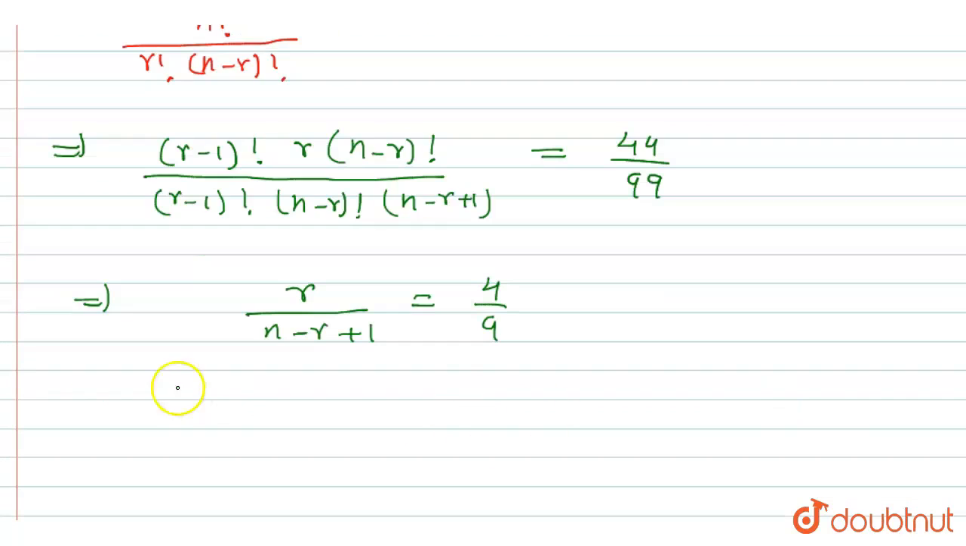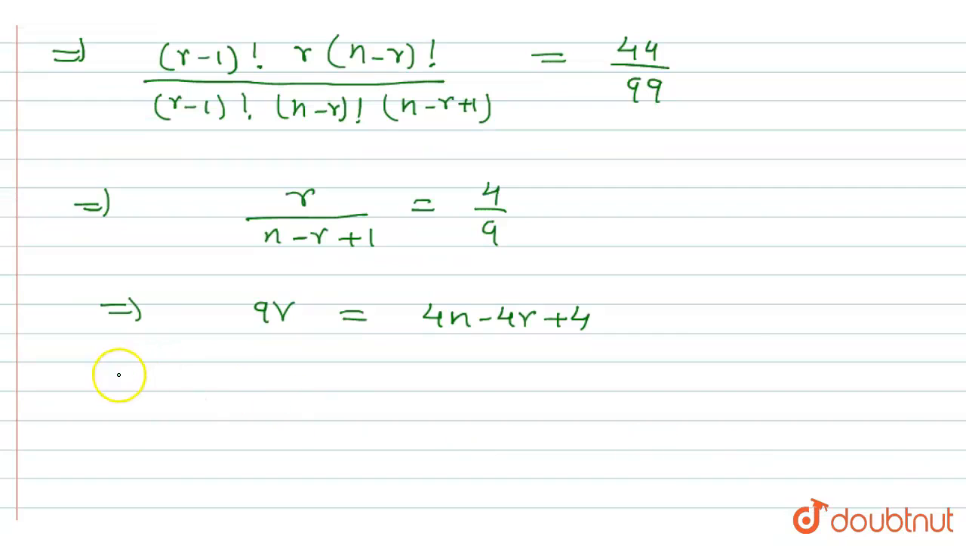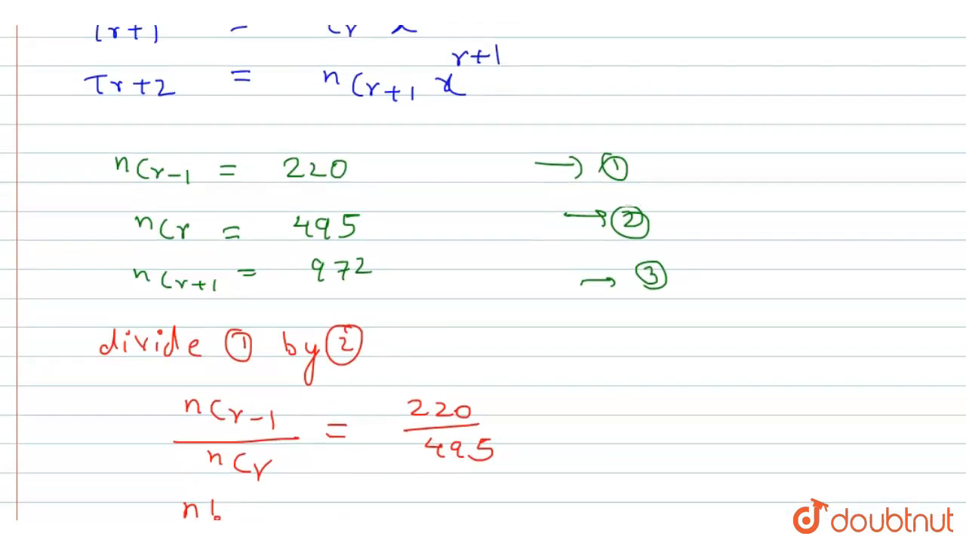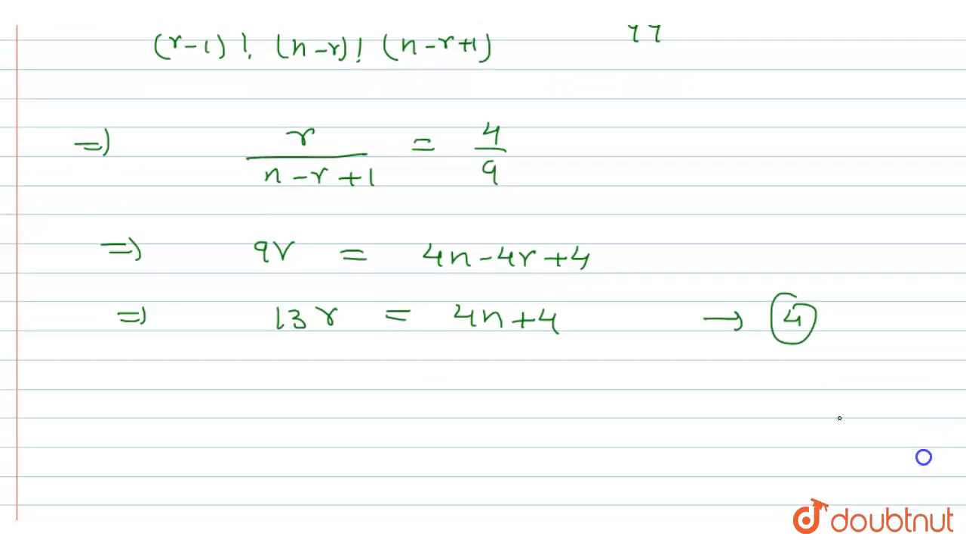Now we cross multiply: 9r equals 4n minus 4r plus 4, and finally the equation will be 13r equals 4n plus 4. This is equation number 4. Now we will divide the second term by the third term.